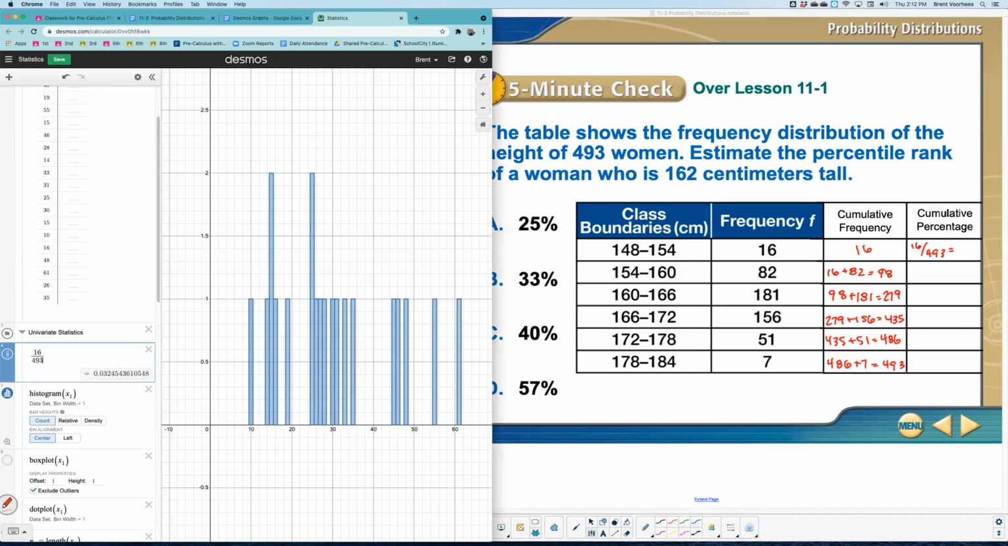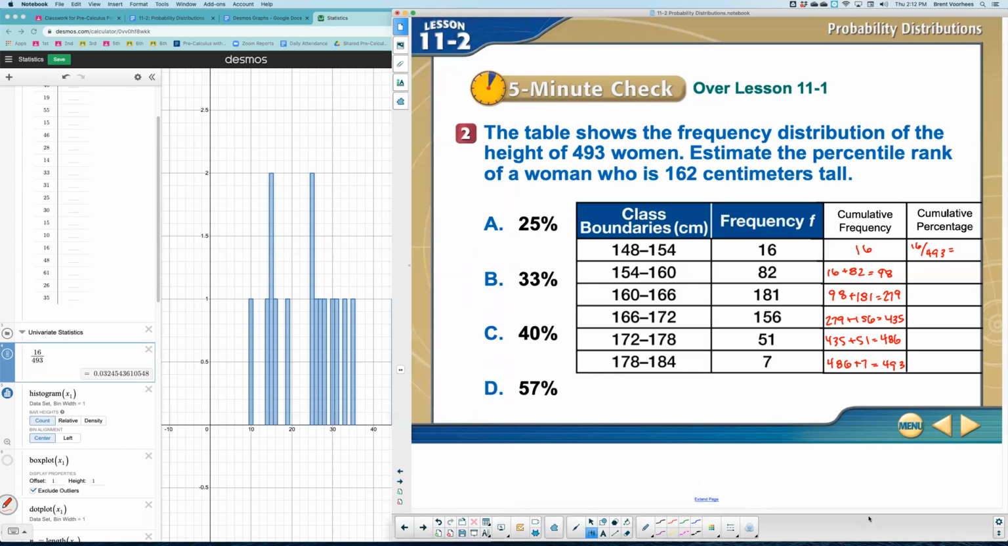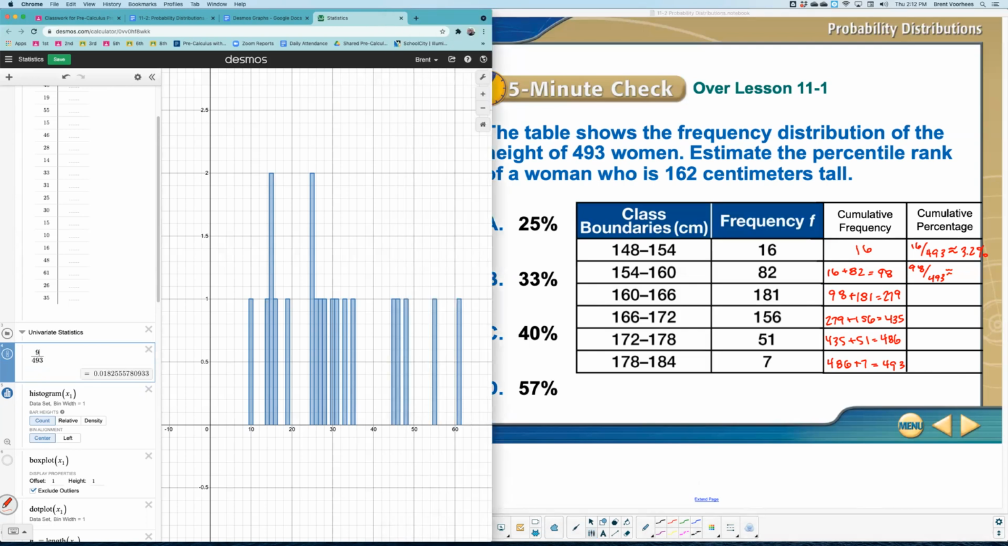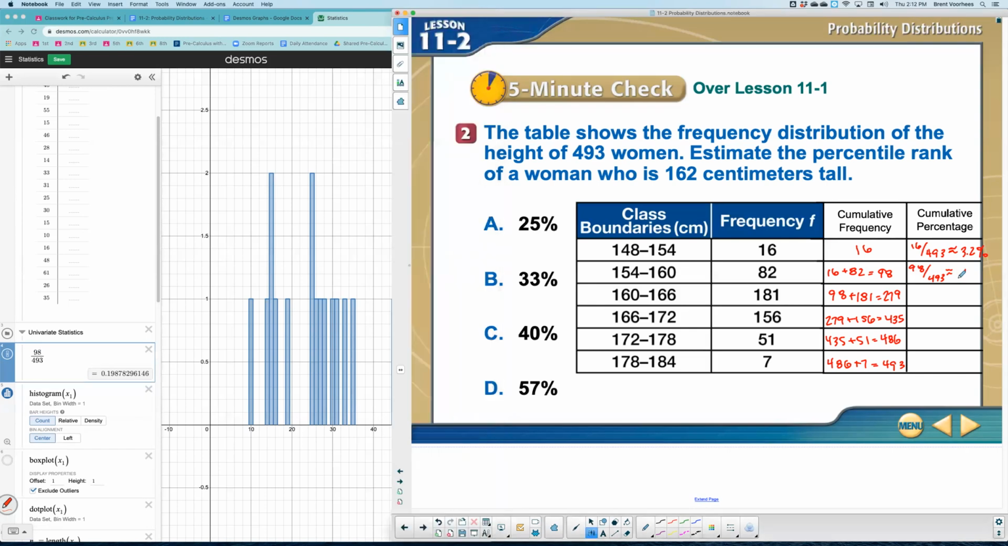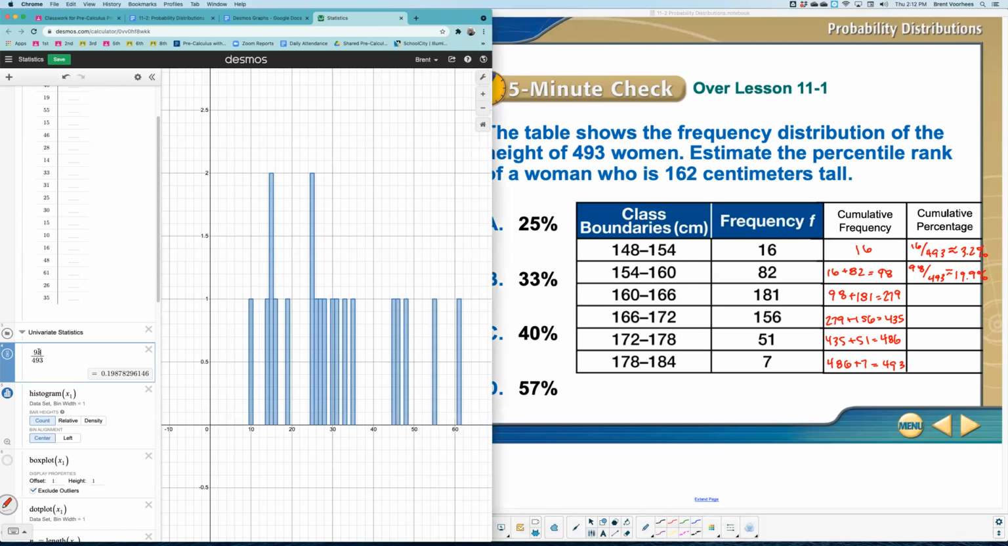16 divided by 493 is 3.2%. I'm going to round here. So I should do approximately symbol 3.2%. Okay, and then here I'd have 98 divided by 493. And so I'd change this value from a 16 to a 98, which basically just multiplies that by, well, more than 4. Let's see here, we got 19.9%. Whoops, that's so ugly. Let's try that again, 19.9%. All right, and now let's try the next one, 279 divided by 493.